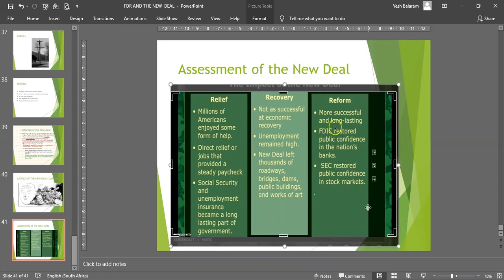Overall, the New Deal is regarded as having been a success which restored American confidence in the capitalist system and led America once again on the path of prosperity and growth. That concludes the section on the New Deal. We will be looking at the activity based on the New Deal in the next recording.